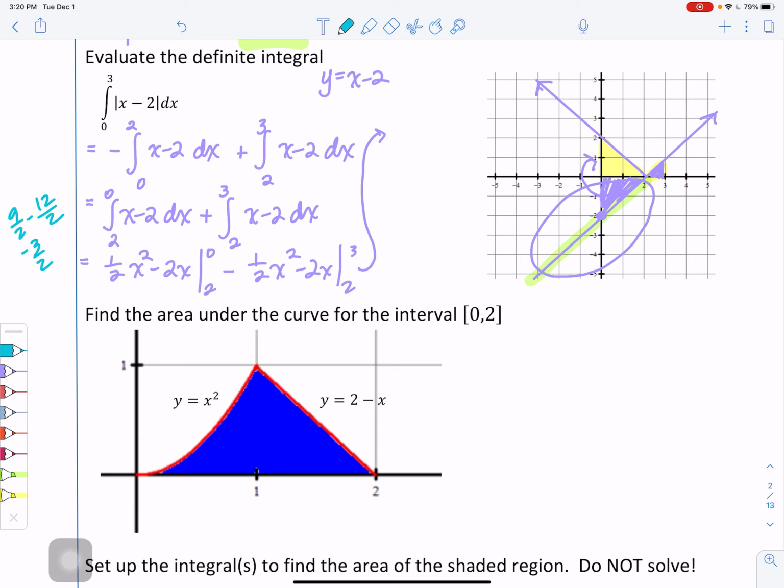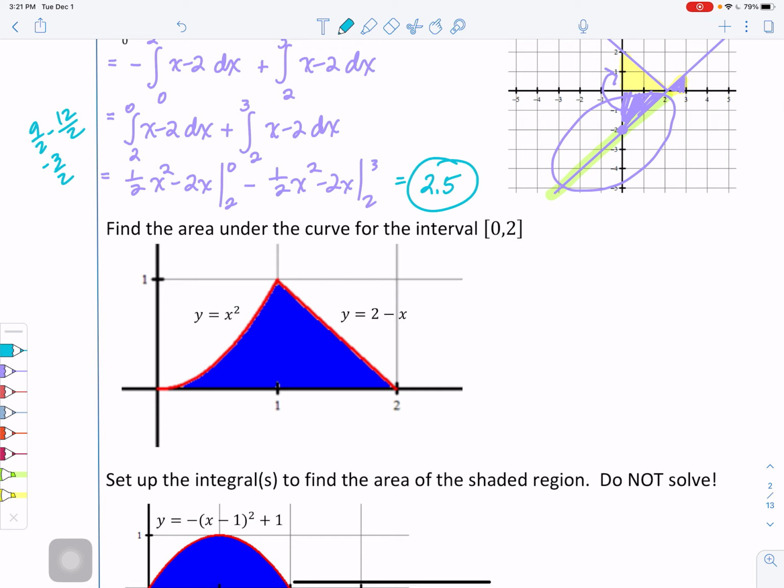Okay, I'm just going to say that this is equal to 2.5. And you can just check that, plugging the 0 in and then the 2, and then plugging the 3 in and then the 2. And I think what might have happened is this negative sign here. You have to subtract all of this. And this fundamental theorem of calculus uses a subtraction as well.